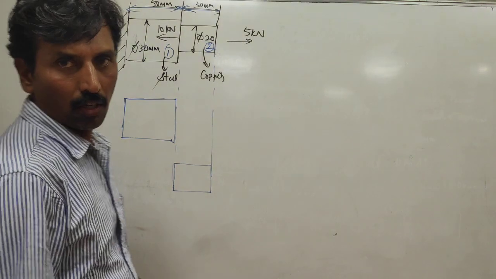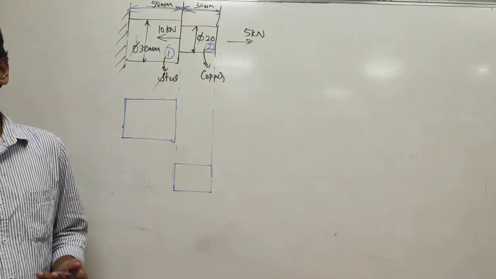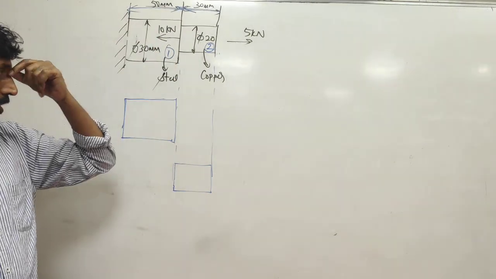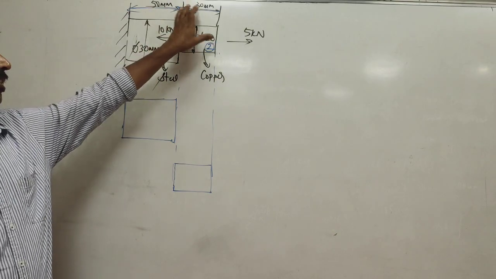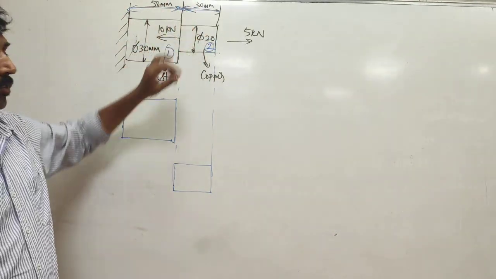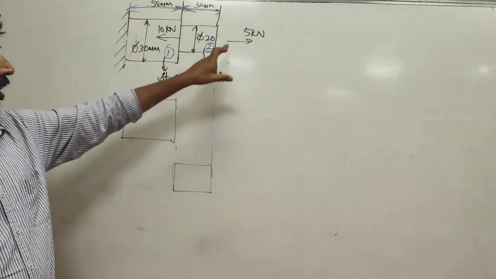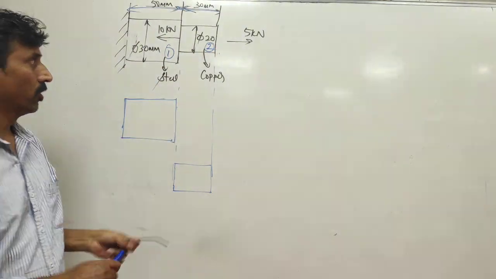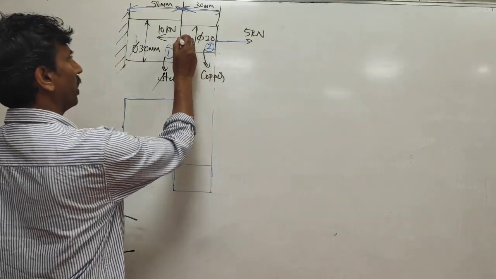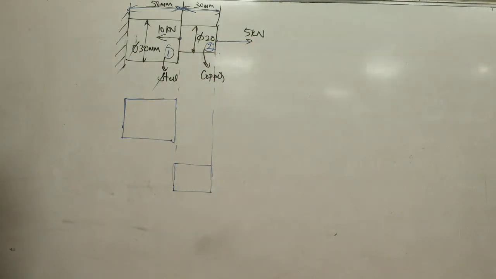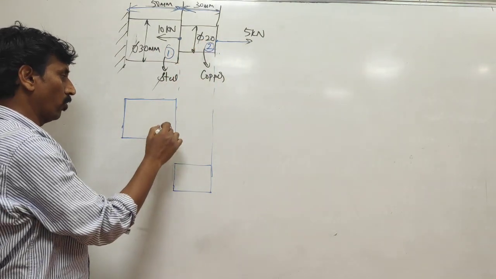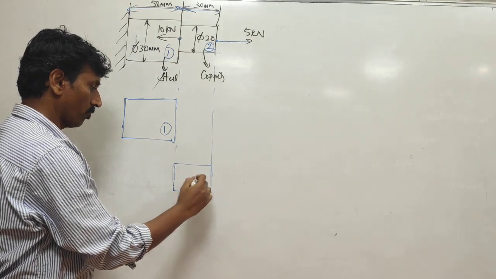Okay. Now, I think we know the data here. There are two sections, one is steel and one is copper. The lengths are given as 500 mm, 50 mm and 30 mm, and the diameters are given as 30 mm and 20 mm. At this point this load is acting, and at this point this load is acting. So we have considered this section as 1 and this section as 2. Let us find out what is the load acting on each of the sections.